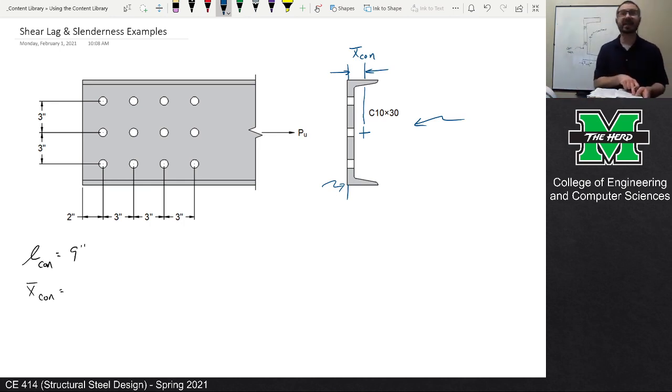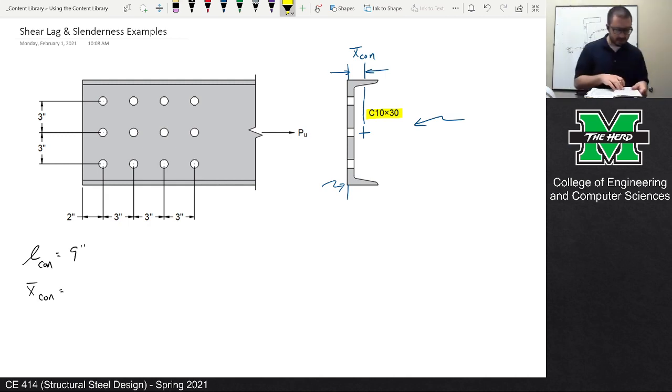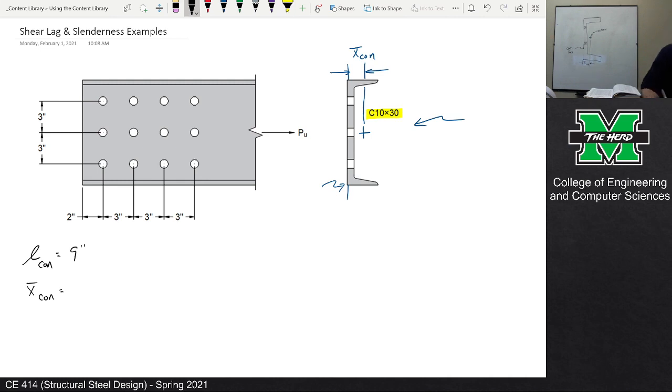So X bar. Now we have a C10 by 30. This is the shape that we're dealing with. I've already got a lot of people in the chat responding, and I love it. So X bar for a C10 by 30 is going to be 0.649 inches. And that is correct. Now, 0.649 inches, that is correct.